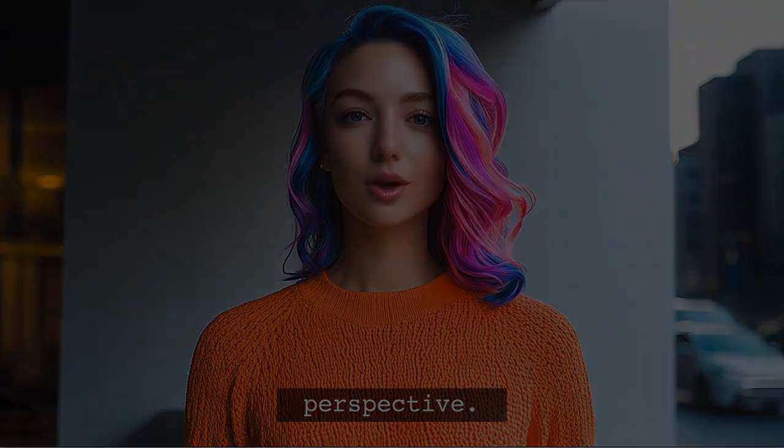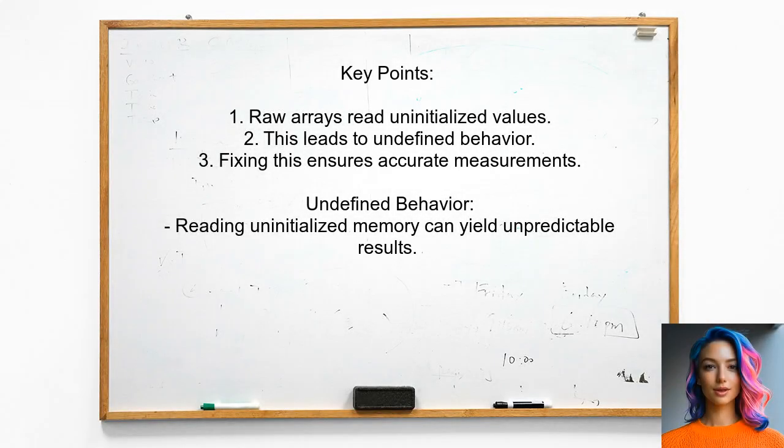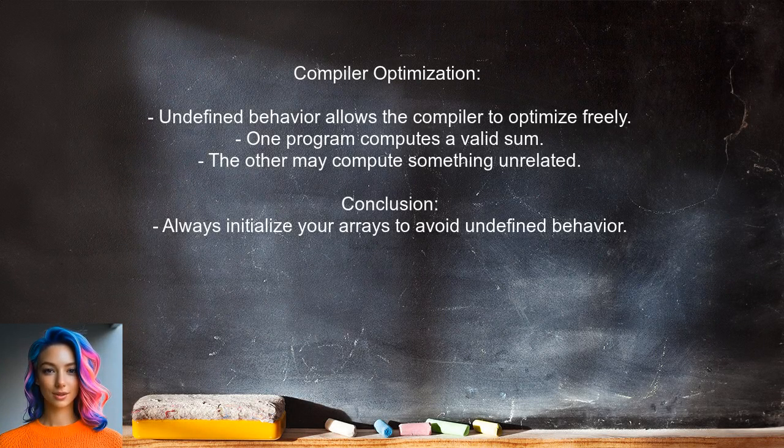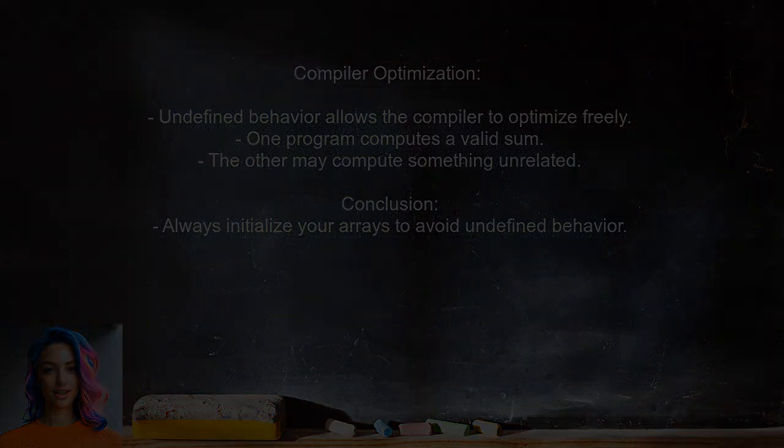Let's see another perspective. The user points out that the raw array version has undefined behavior because it reads uninitialized values. This means that the results of the addition may not be reliable. They emphasize that fixing this undefined behavior is crucial for accurate measurements and comparisons. They explain that because of this undefined behavior, the compiler can optimize the code in unexpected ways, making the performance comparison misleading. In essence, one program computes a valid sum, while the other may not compute anything meaningful.